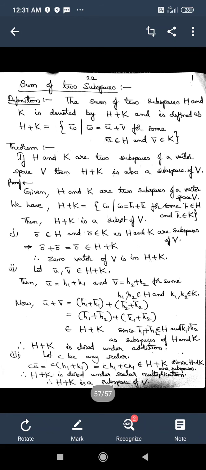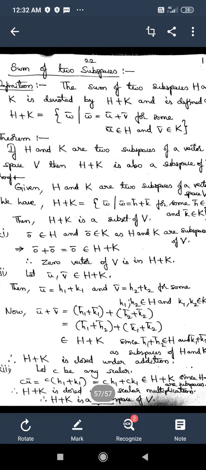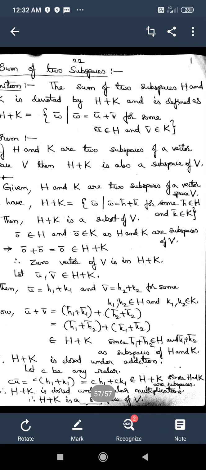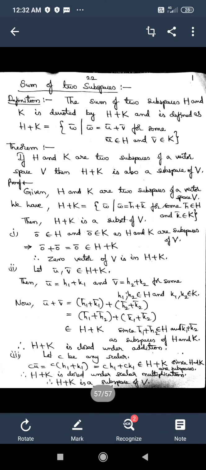And third one, let C be any scalar, then C times u bar is equal to C times H1 plus K1, and this is equal to CH1 plus CK1, and this belongs to H plus K since H and K are subspaces. And on the whole, we can say that H plus K is closed under scalar multiplication, and by the conditions 1, 2 and 3 we can conclude that H plus K is a subspace of V.